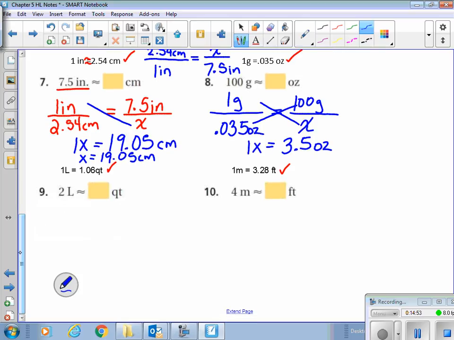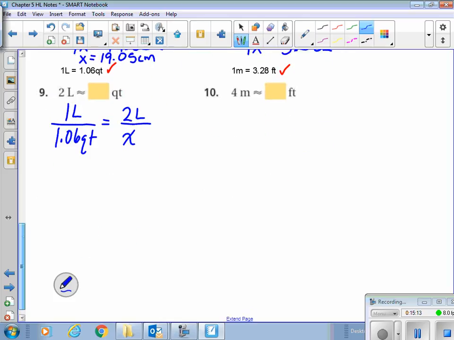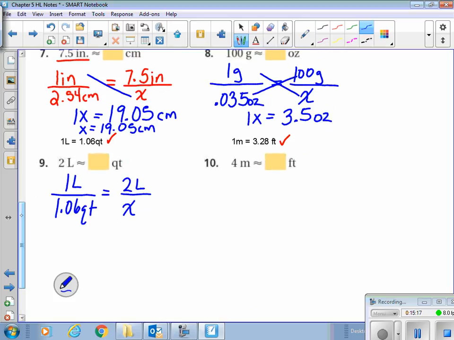In number 9, they're telling me that 1 liter is about equal to 1 and 6/100 quarts. So I can set it up as 1 liter over 1 and 6/100 quart, equal to, the other information they gave me was liters, so I must put that up top, and I'm looking for x quarts here. Doing my cross products, I've got 1 times x again, and 1 and 6/100 times 2 would leave me with 2 and 12/100, and my unit on the bottom is going to be quarts.